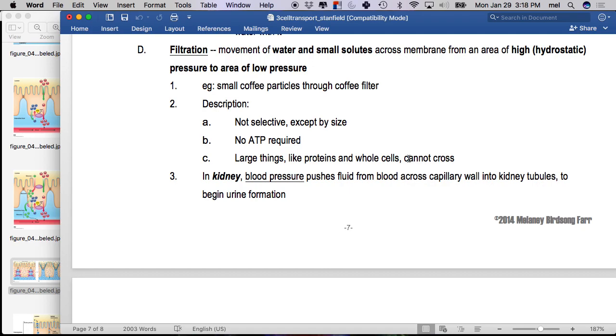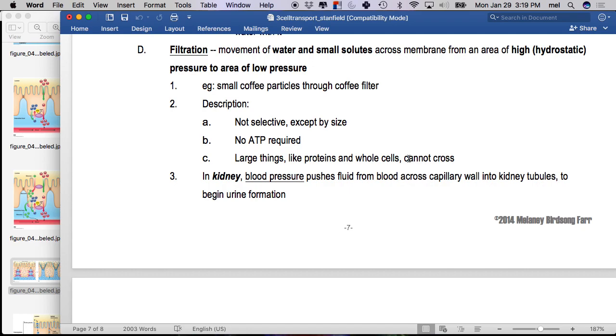So here's an example of filtration. If you have two fluids, one of them is high pressure and one of them is low pressure, and you have a permeable membrane between them, then you're going to get filtration. So of course, in every single capillary in your body, there is interstitial fluid outside, and there is plasma inside, right? And we know that capillaries have variable levels of permeability, right? And which of these fluids is going to be higher pressure?